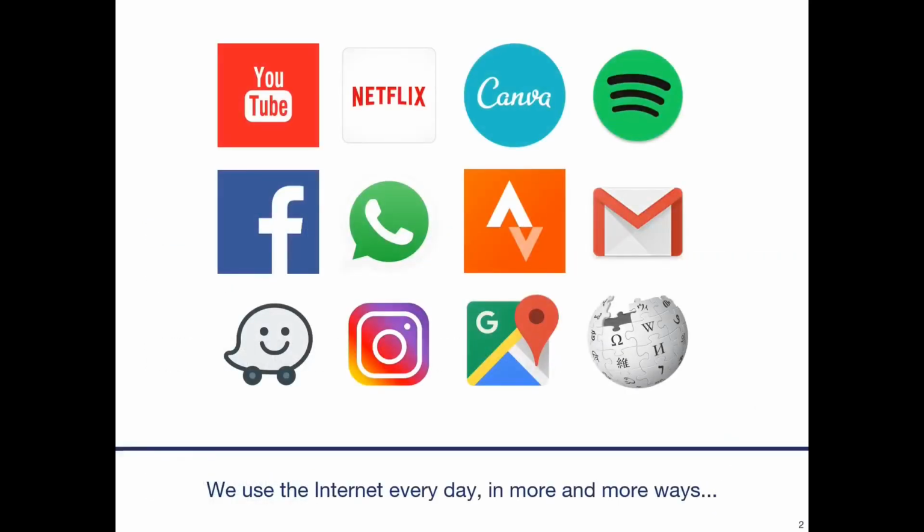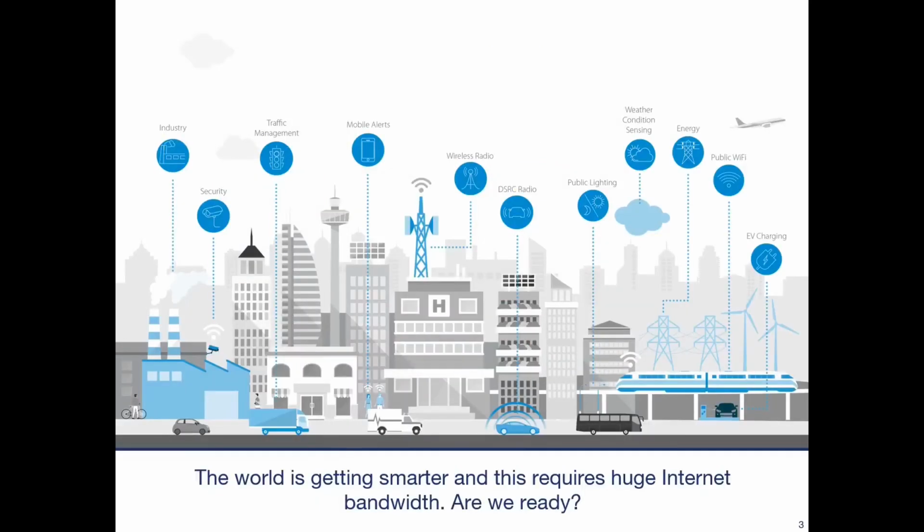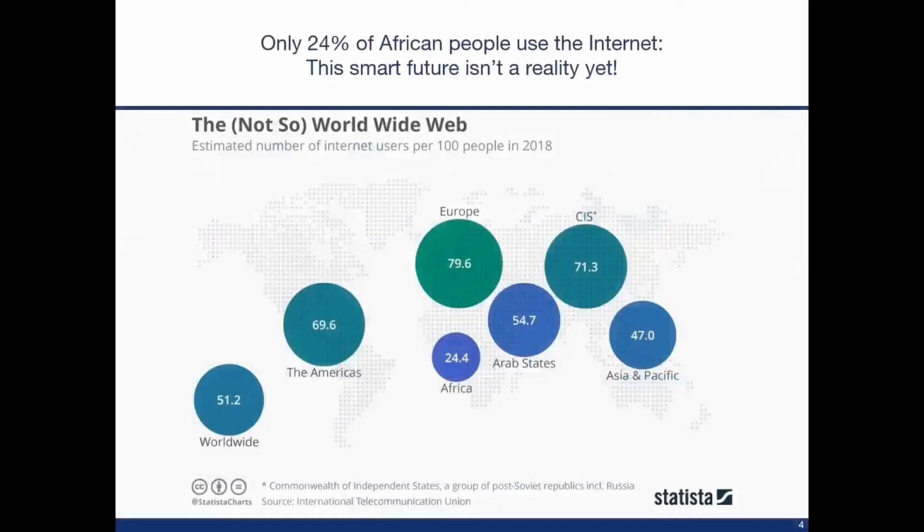How many of these logos do you recognize? Probably most. This just goes to show how embedded apps are in our lives, and how we make use of the internet every day. That's not the only thing. The world is getting smarter. Some call this the fourth industrial revolution. Things like self-driving cars, automatic traffic management, 5G connectivity, and maybe even artificially intelligent CCTV systems are probably only the tip of the iceberg of what's to come, provided there's enough internet capacity.